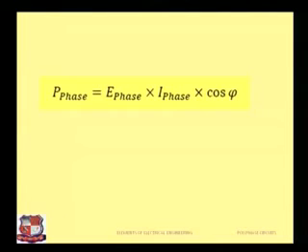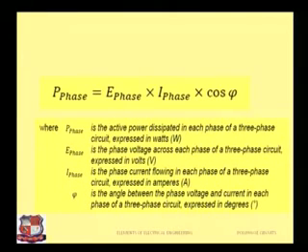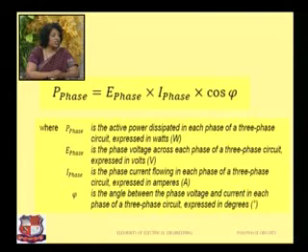P_ph is E_ph into I_ph into cos φ, where cos φ is the power factor. So here P_ph is the active power dissipated in each phase of a three-phase circuit expressed in watts. E_ph is the phase voltage across each phase of the three-phase circuit expressed in volts. I_ph is the phase current flowing in each phase of a three-phase circuit expressed in amperes, and φ is the angle between phase voltage and current in each phase of the three-phase circuit expressed in degrees.